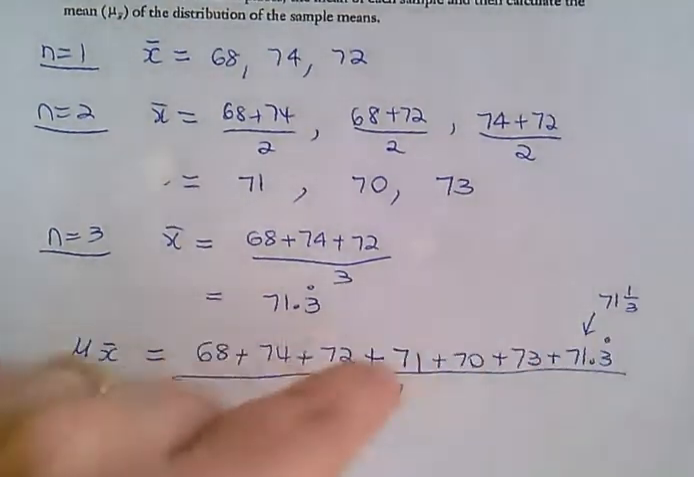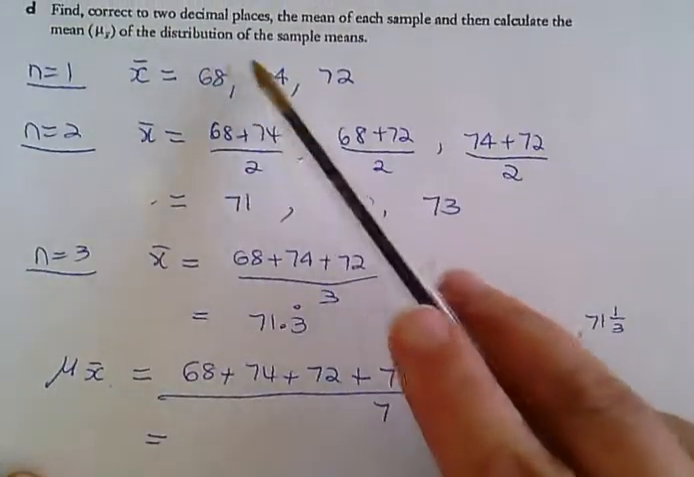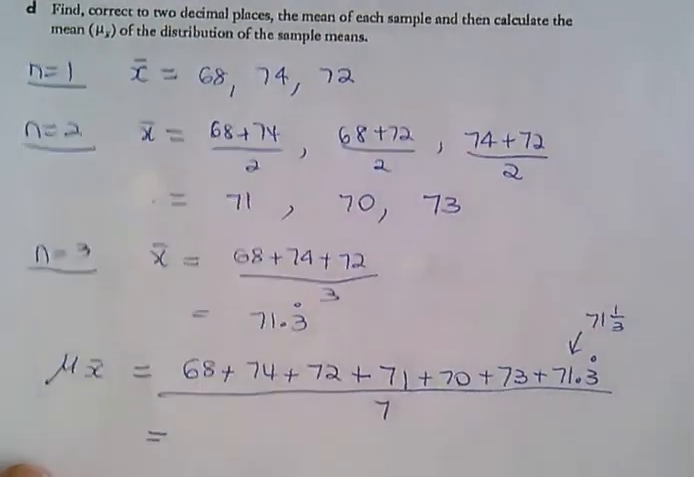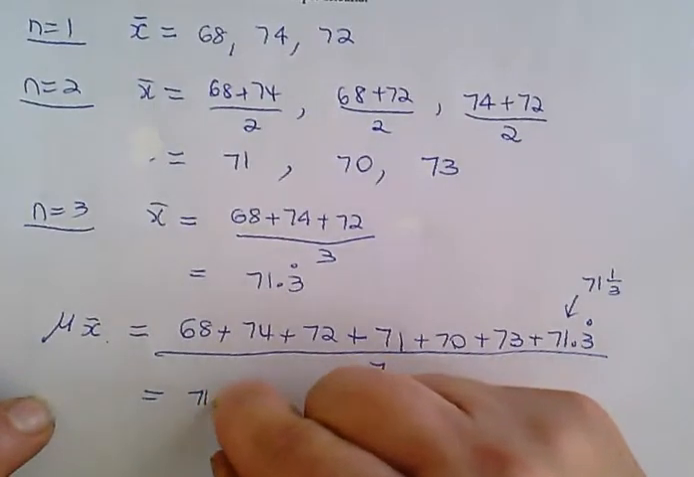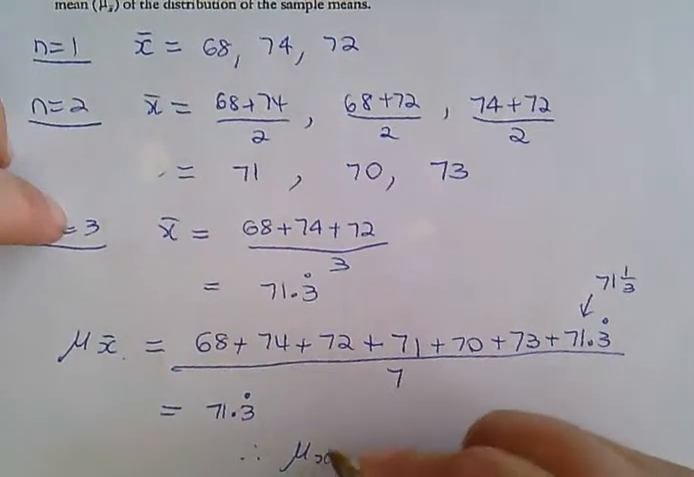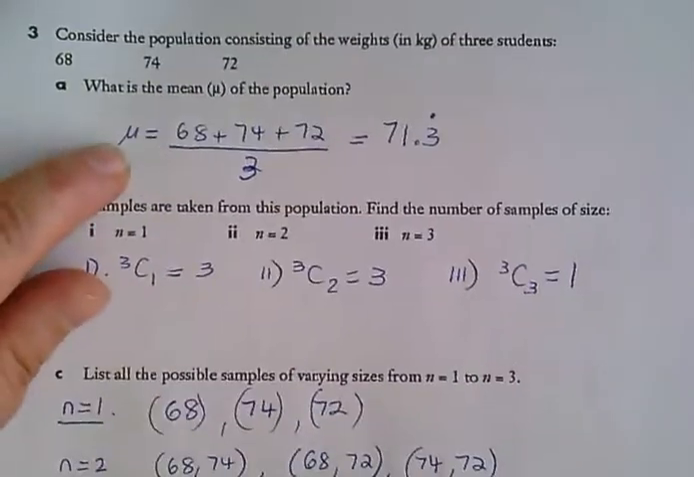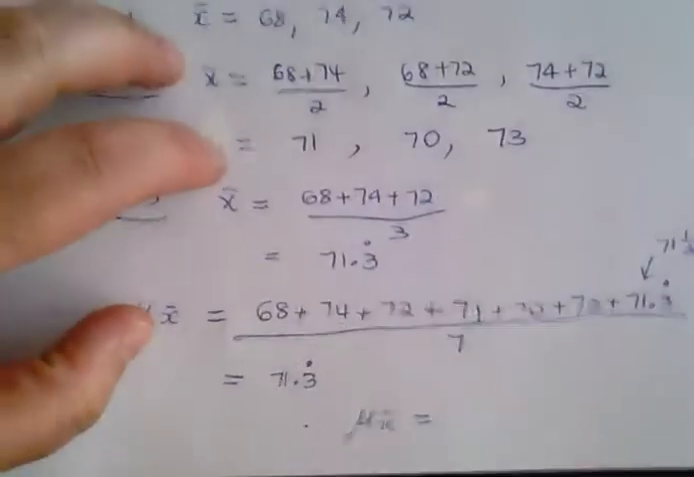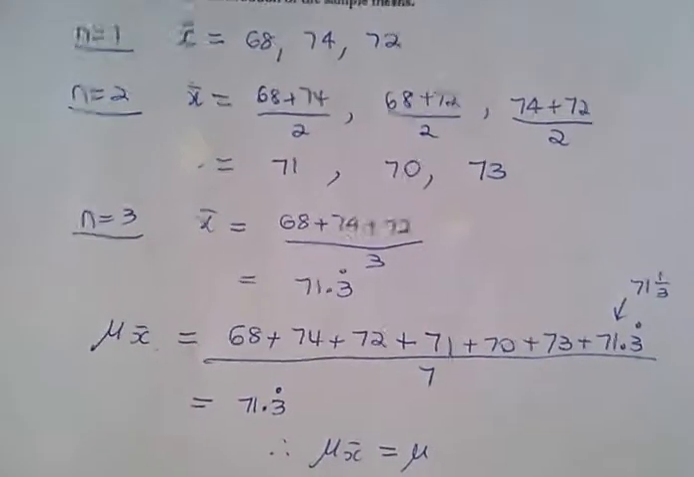Mean is the sum of scores over the number of scores. There are 7 means: 1, 2, 3, 4, 5, 6, 7. And your answer should be 71.3 recurring, which is always divide by 7. So mu x bar, the mean of the sample means, equals the population mean, which equals mu, the original one that I just did. Okay?